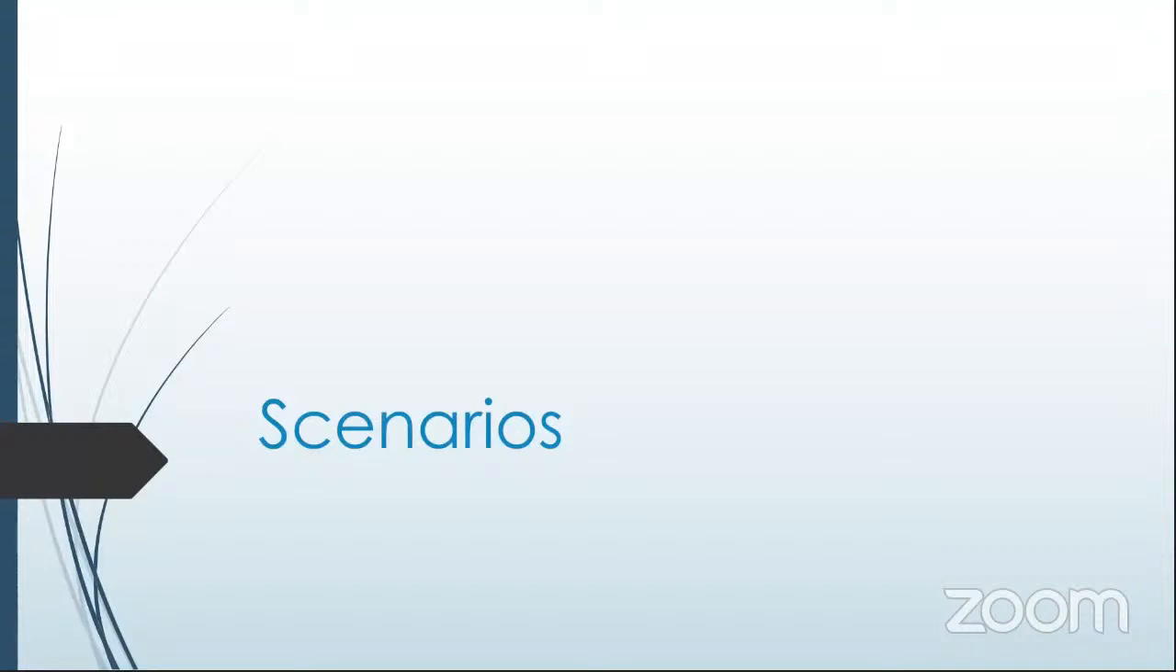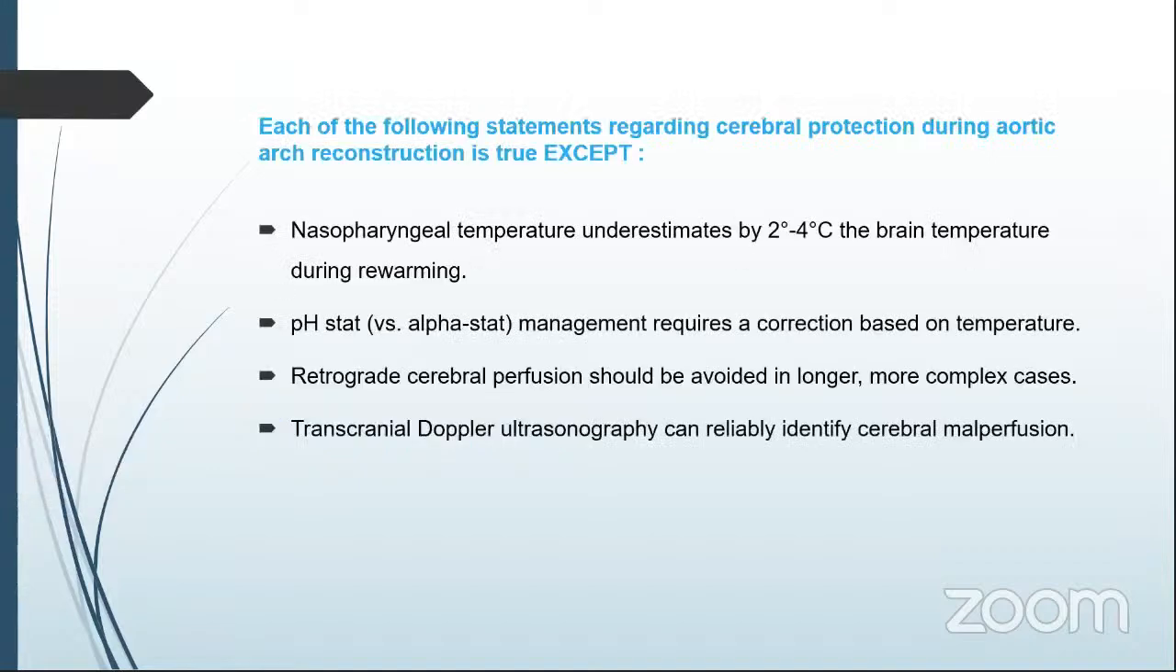Okay, can we continue, or any other question? Any other question? Okay, so I will ask you now. Yeah, ask. Okay, so our first question is: each of the following statements regarding cerebral protection during aortic arch reconstruction is true, except: nasopharyngeal temperature underestimates the brain temperature by 2 to 4 centigrade during rewarming.